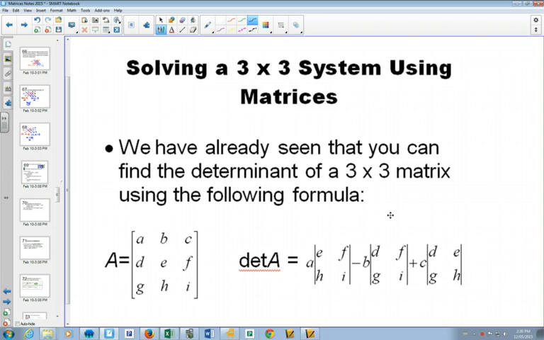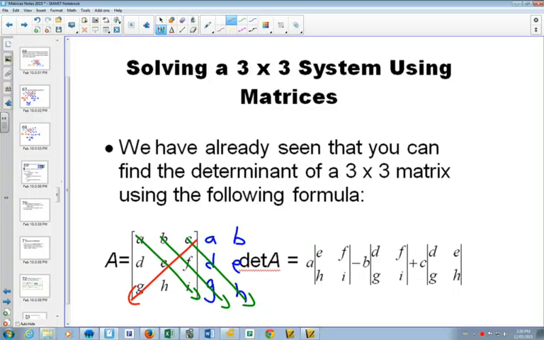We already know the determinant. Did we use this formula? Not really. Do you remember what we did to find the determinant? We just rewrote the first two columns, and we multiplied those, multiplied those, multiplied those, added those up. Then we did the other diagonals, added those up, and subtracted, and we got our determinant.